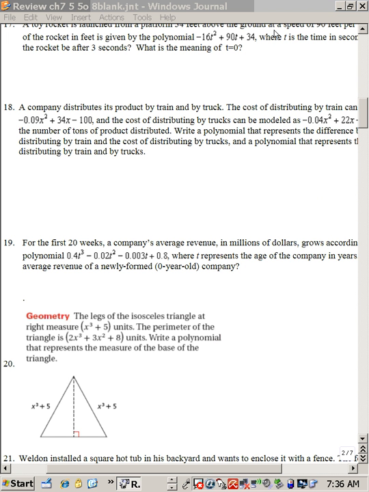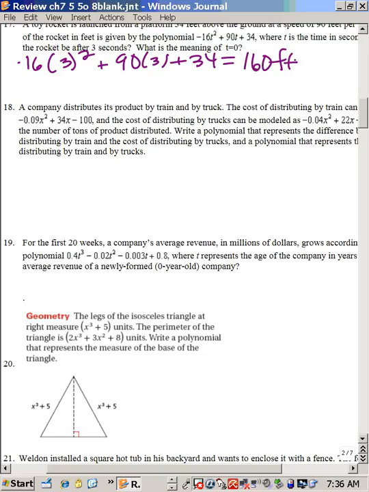Okay. Number 17 has a toy rocket. We need to plug in to find the value after 3 seconds. So I'm going to take my negative 16, multiply it by 3 squared. So I have to square the 3 first. And then 90 times the same 3, and then plus 34. Typing it into my handy-dandy calculator, I get 160 feet. Second question is, what is the meaning of t equals 0? Well, t equals 0 is going to give me a 0 here, a 0 here, and only a 34. Well, the 34 is the starting height of my toy rocket.